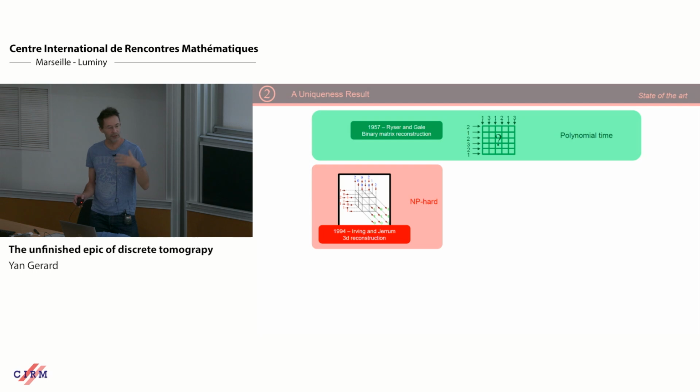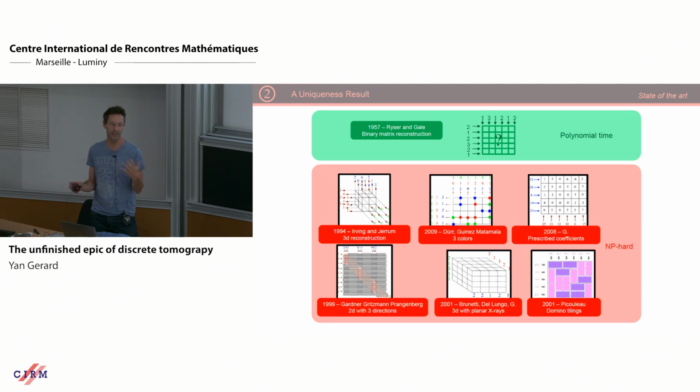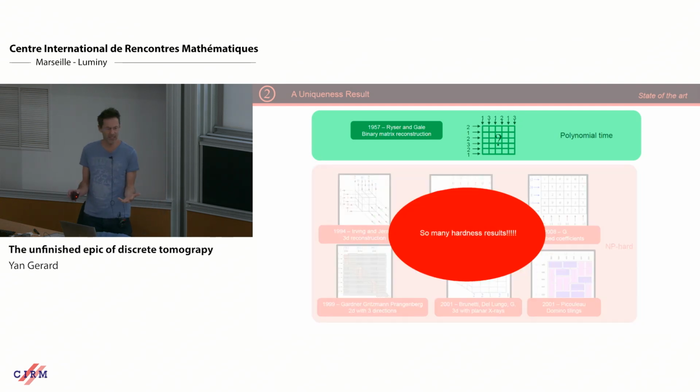And if you think about some variants of this 2D problem, you will get many NP-hard results. Some of my own results are in this area, where you prove that it's NP-hard. Okay, there are many NP-hardness results, so can we hope to have something which is polynomial time?